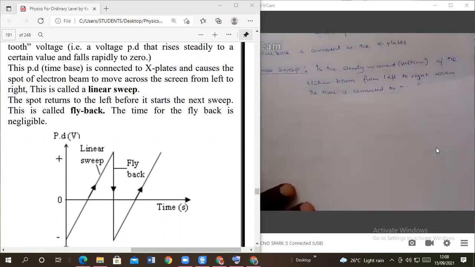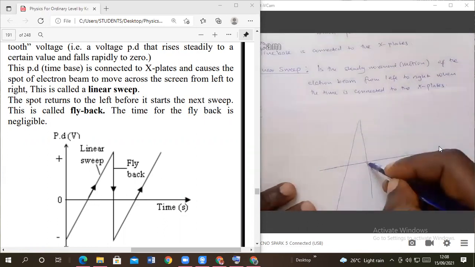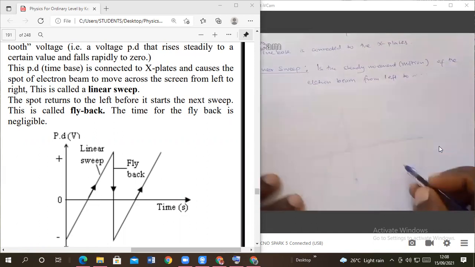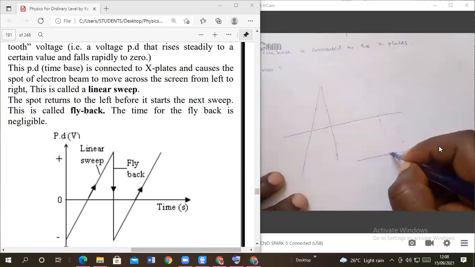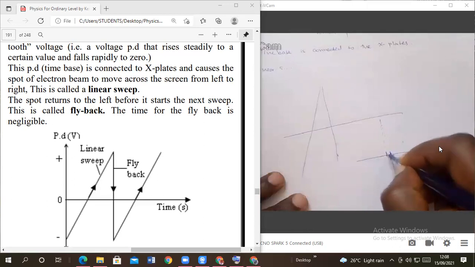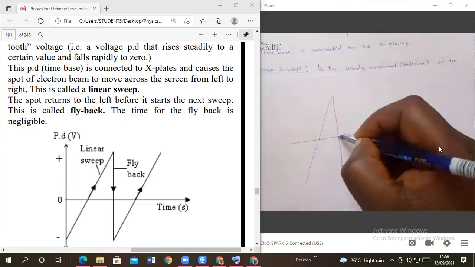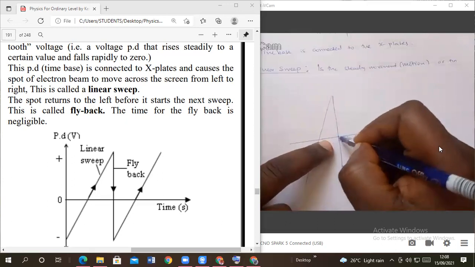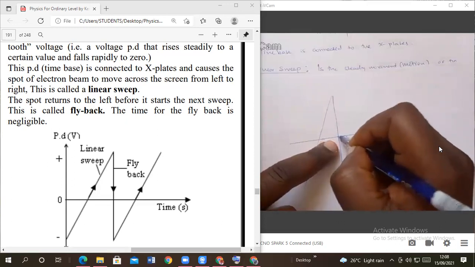If I may use another paper here, I've drawn a line like this, and I've drawn the fly back like that. So this is the fly back here. This one is the fly back. But if you magnify into this fly back, you get something such that the time in between is very small. That's why we just drew it as a straight line, to show that the starting point, the initial and the final, are at the same point. So the time taken here is very small compared to this one.